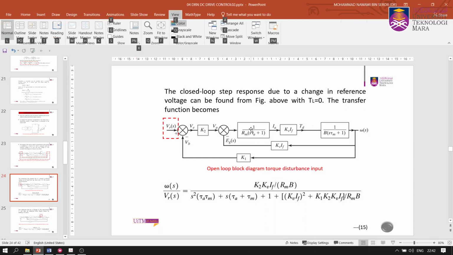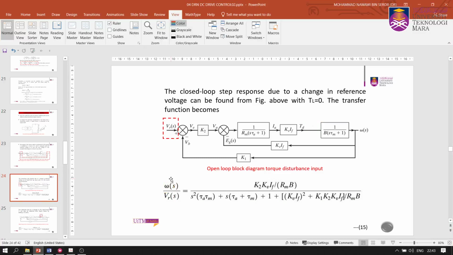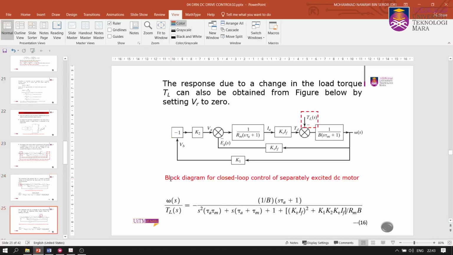If you refer back to your notes, in order for us to look into the relationship between the output speed and the reference voltage, we need to consider the torque equal to 0, isn't it? So there is no summation here. We remove that, and this is the block diagram of the transfer function. You solve that to get omega s with respect to VR, and you get this equation, the transfer function.